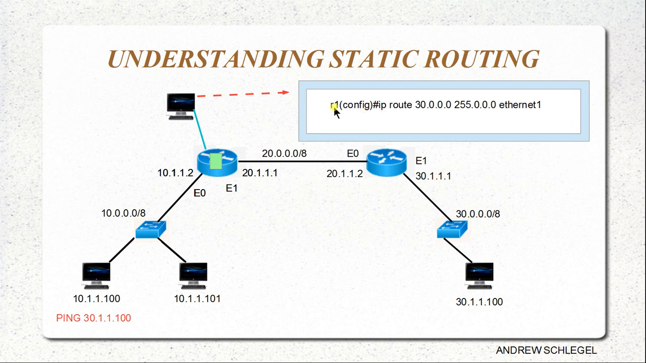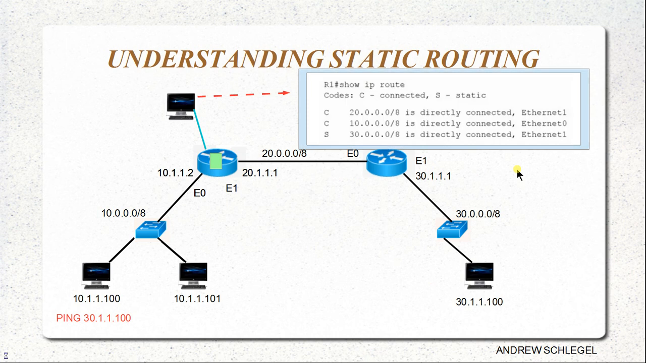And so on router 1, this is router 1, we would go into the configuration prompt, and at that configuration prompt we're going to enter IP route, the network that we want to go to, which is 30.0.0.0/8, which is a 255.0.0.0 subnet mask. This is the way you have to enter it. So that's the network and the subnet mask where we want to go, and then this is the interface we're going to exit out of from our router. So we're going to exit out of this interface E1.